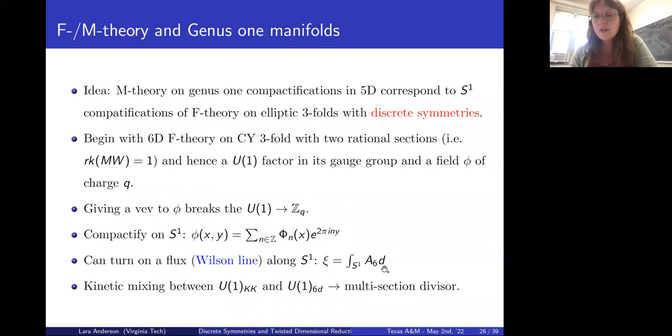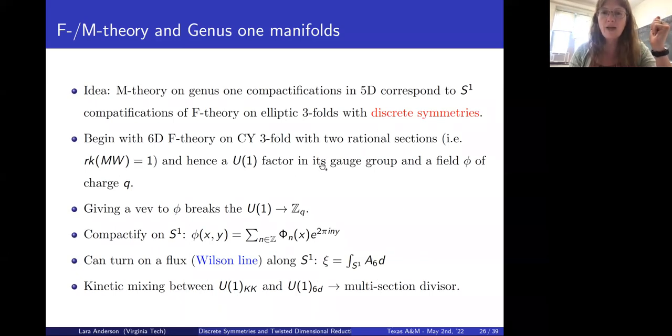And you can also consider abelian gauge flux around the circle as part of your dimensional reduction of this background. In general, there's going to be kinetic mixing between the U1 KK and the U1 6D. This has an interpretation in the geometry in terms of turning into the multisection divisor inside the 5D geometry. So what features am I pointing out? If you're just doing a circle reduction of an abelian gauge theory in 6 dimensions, it's clear that you can break that gauge group by considering charged matter and flux along the circle.